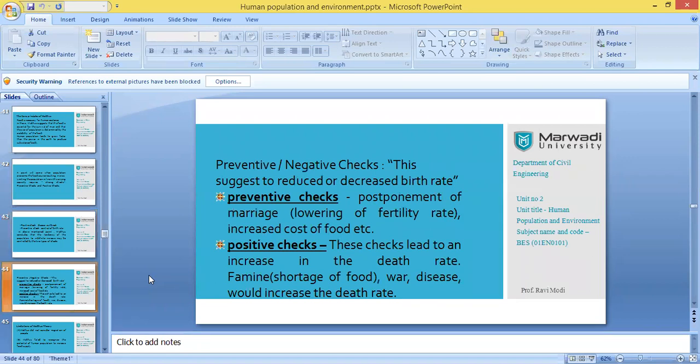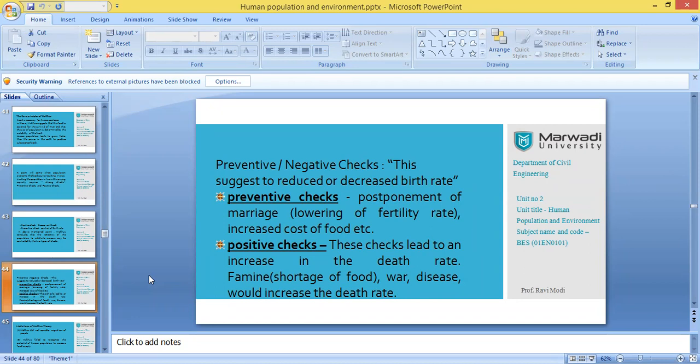The preventive or negative checks suggest to reduce or decrease the birth rate. One option is you reduce the birth rate, because if the birth rate is decreased, it will in turn affect the overall population. If the birth rate is reduced, then new children will not come up. So the balance will be somewhat restored. This is one of the preventive checks. So how can you do that?